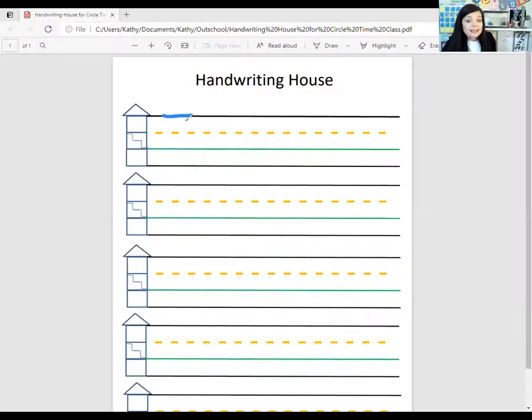And since this is an uppercase Z, it's going to be upstairs and downstairs. So we're going to go across the top, slide down, and back. Zig, zag, zig. One more time. Zig, zag, zig. That's the uppercase letter Z.